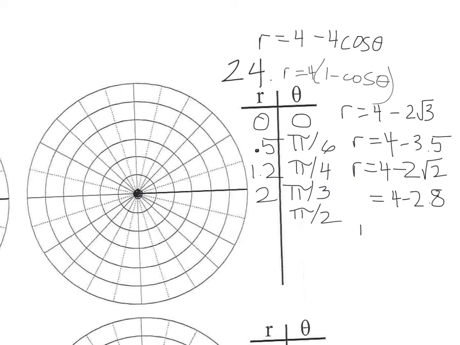Next, we plug in pi over 2, which would be 0. So we plug pi over 2 in for here. This is 0, so this goes away, and we're left with 4. Let's see what our graph looks like so far. So we have 0, 0. And then we rotate to pi over 6, and we go out about 0.5.